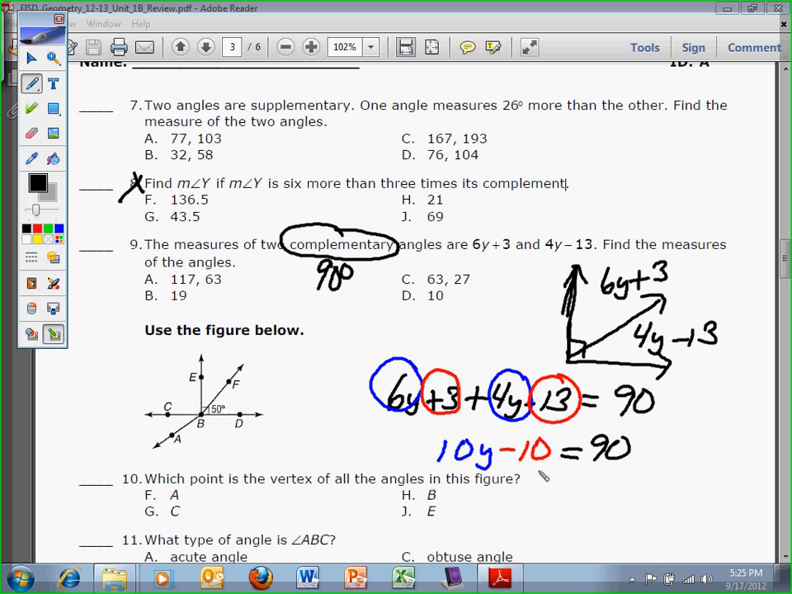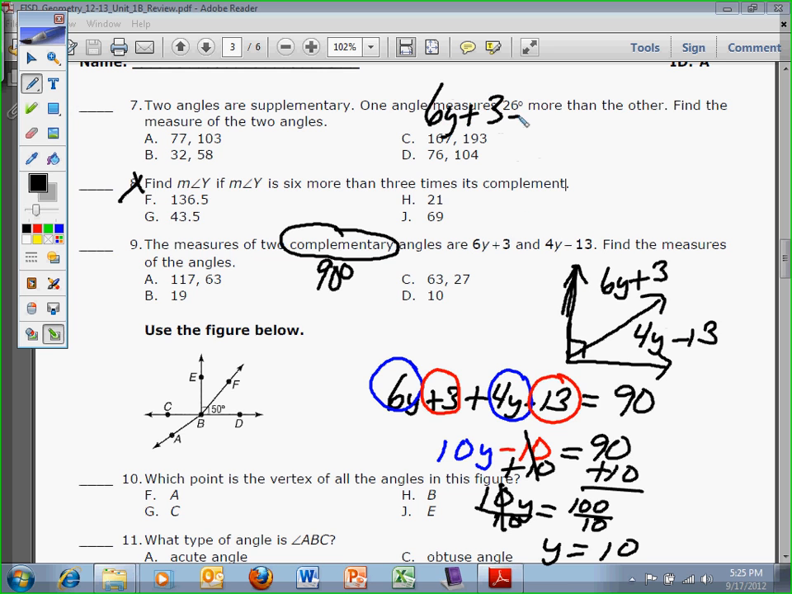Now I'm trying to get the y alone, so I'm going to add 10 to the left to eliminate the negative 10. To keep it balanced, I've got to add 10 to the right. So I'm going to get 10y equals 100. Now I'm going to divide by 10 on both sides, and that will leave me with y equals 10. Now again, it wanted the measures of both angles, so now I've got to solve for each angle. So I'm going to take 6y plus 3. The y, remember, is 10, so I'm going to replace the y with 10.